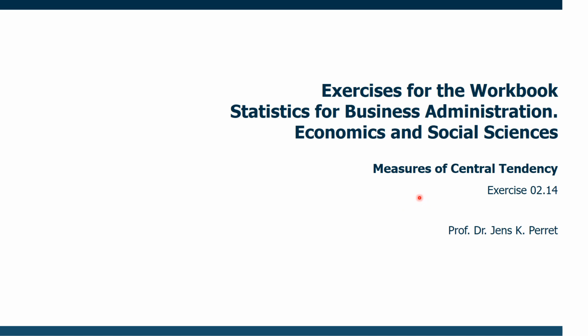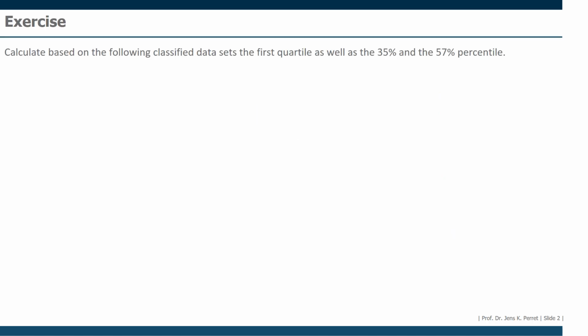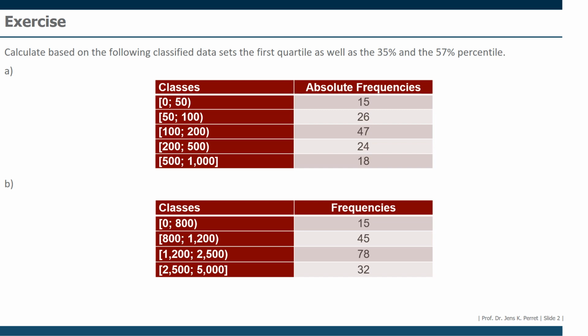This time I'm going to talk about measures of central tendency and in particular the calculation of quantiles or percentiles. Here we're going to do this for classified data sets. In particular, we're asked about the first quartile as well as the 35% percentile and the 57% percentile. And we have to do this for this data set and for that data set.